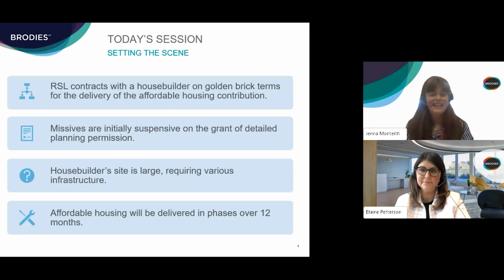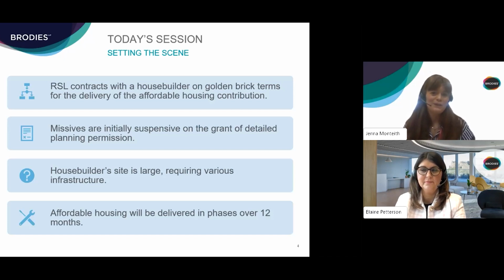So just to set the scene a little bit, we're not going to speak closely to slides. It's going to be more of a chat between Elaine and I, and it will really indicate the kind of chat that Elaine and I would have behind the scenes, if you like, when deciding how to initially advise any RSL that contacted us in this situation.